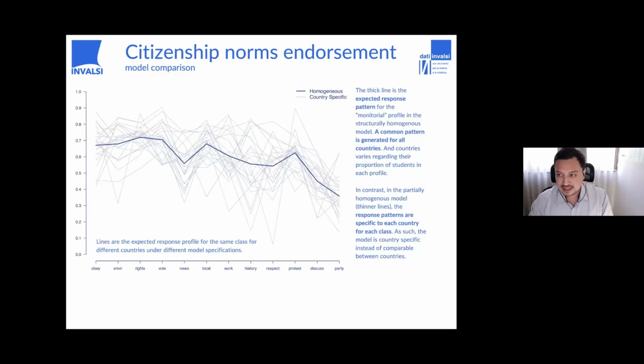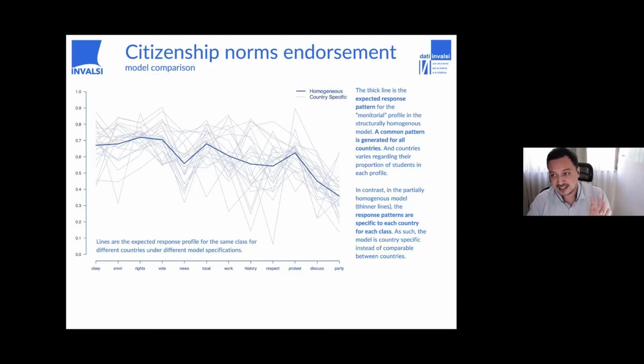One way to display this idea is by generating the response pattern for one of the classes, the monitorial group. The thick line represents how the response pattern would look for the approach that we are proposing, whereas the thinner lines are the expected response patterns for each country for the same latent class. The problem, in conceptual and substantive terms, is that this specification allows too much variability in the response pattern, so we cannot make the same claims when we want to make inferences. Inferences such as a certain country has more monitorial students than another, or that students with more political sophistication are more prone to be monitorial in 2 countries at the same time.